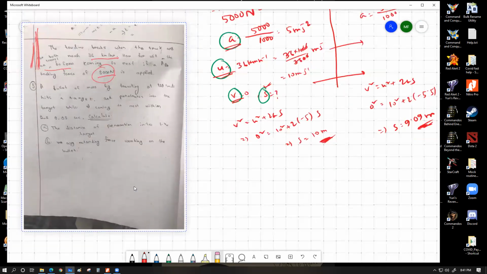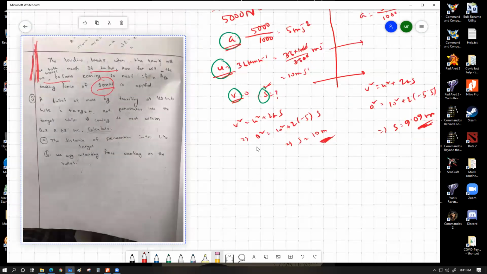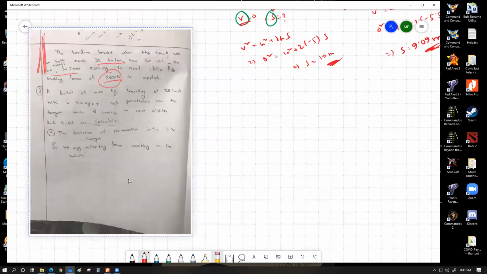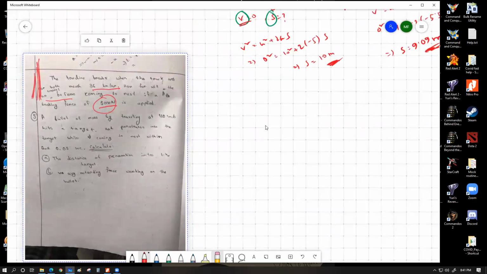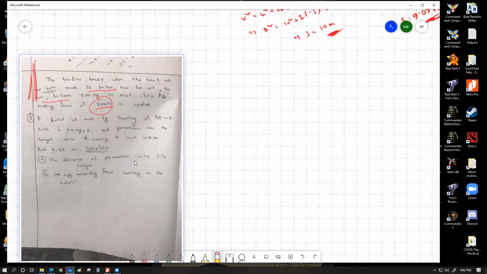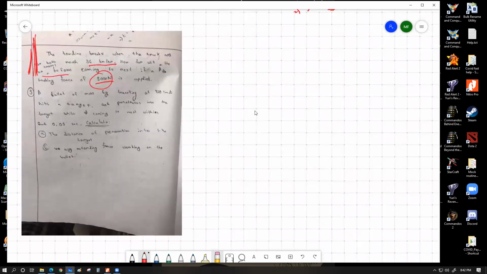Let's try question number 5. It says a bullet of mass 6 gram traveling at 120 meters per second hits a target and penetrates into the target while coming to rest within 0.05 seconds. Calculate the distance of penetration into the target and the average retarding force working on the bullet.